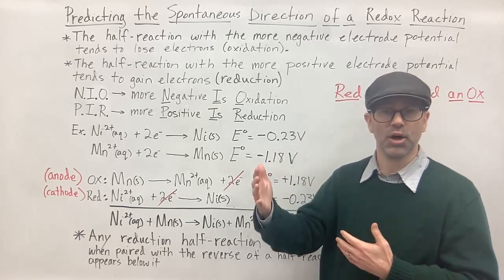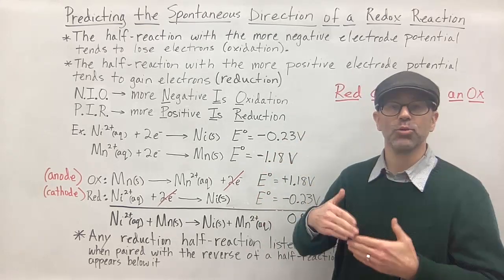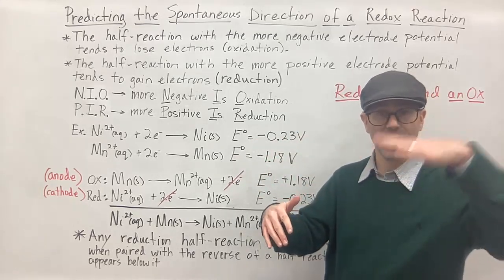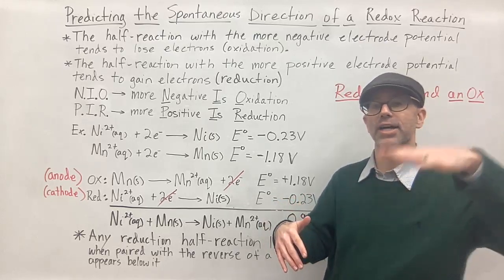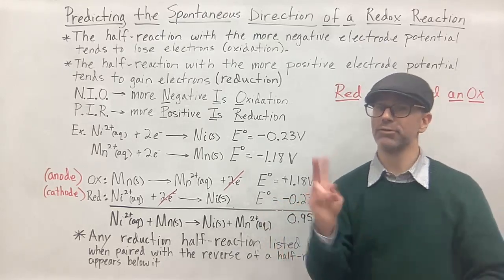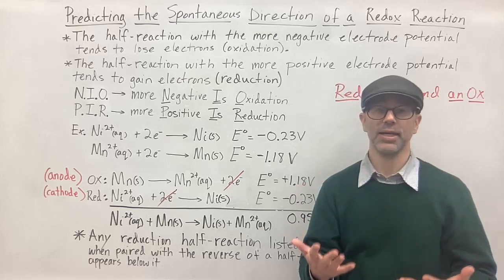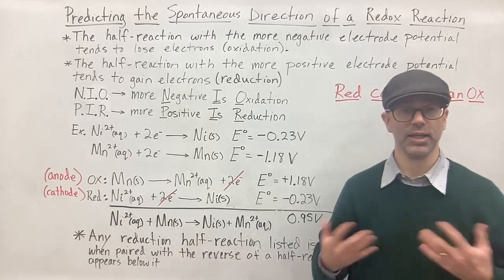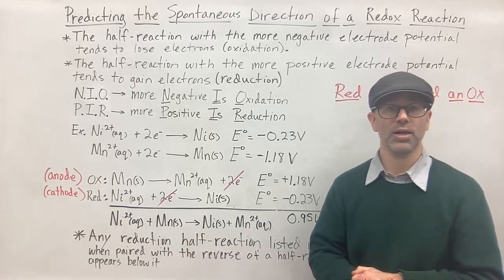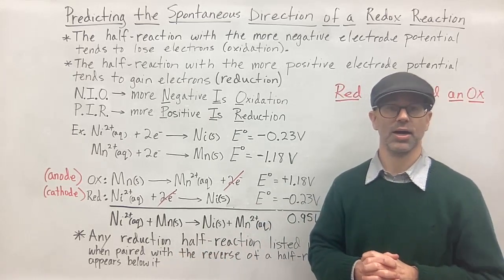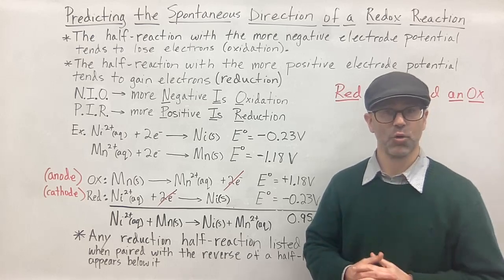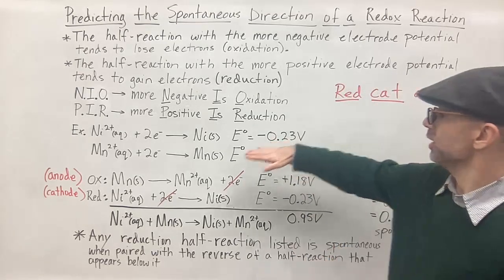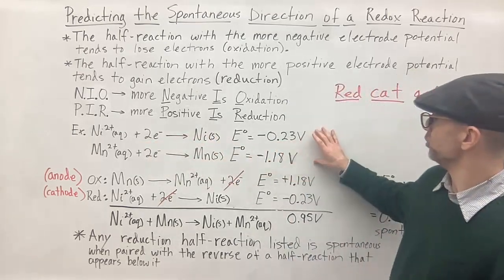The gold would more likely undergo reduction if it's paired with any reaction below it. So any reaction below on the list, you would have to reverse to make it into oxidation. So that's what this is saying here. So that's another thing you can use to figure out in what direction a reaction is going to be spontaneous.